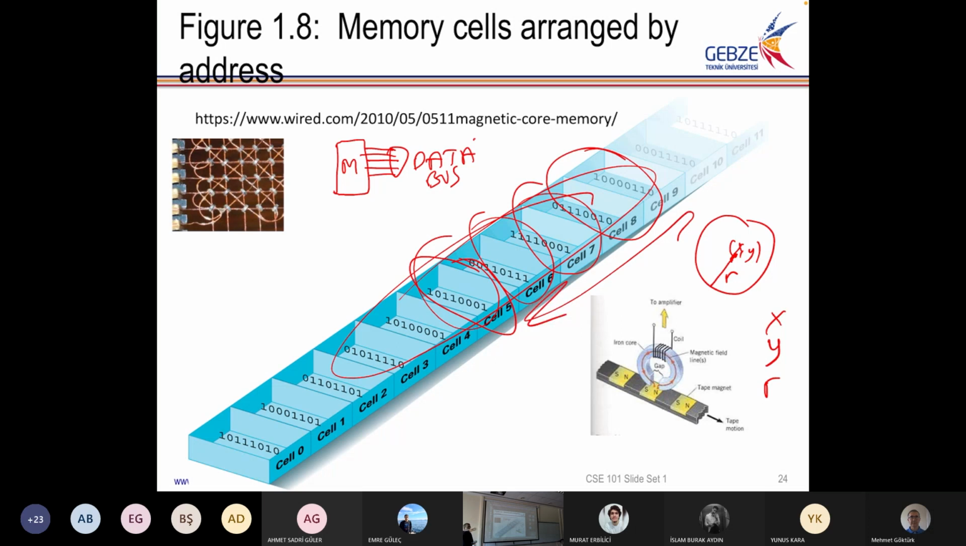Good question. Where are you going to put it? If you are not going to put information into cells, where are you going to put it?